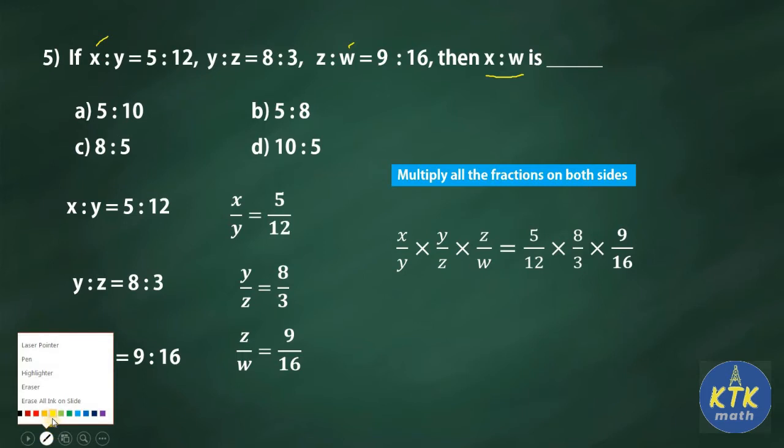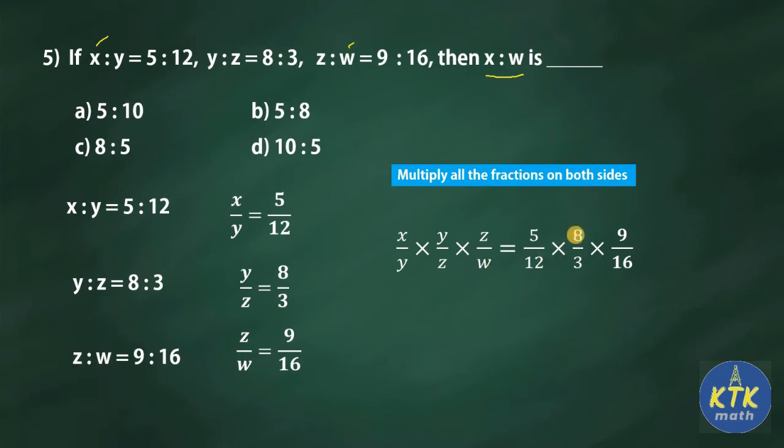Now I am going to do cancellation. On the left side I can cancel y, and in the same way I can cancel z. Now what about the right side? You can do it by any method. Here I am going to cancel 3 with 9. You will get 3 times. Again this 3 I can cancel with 12, it will become 4 times, and 8 and 16 I can cancel by 2. So no further cancellations are possible there.